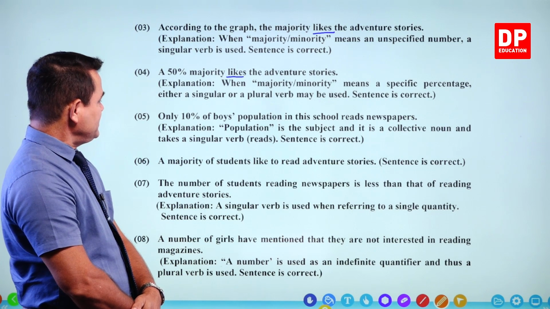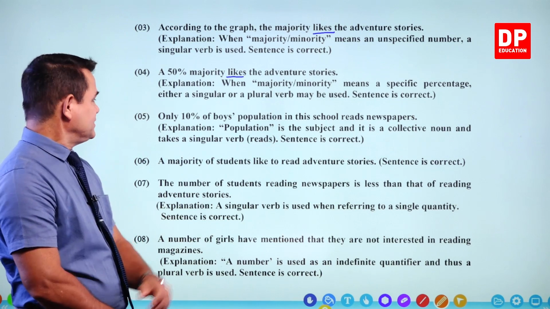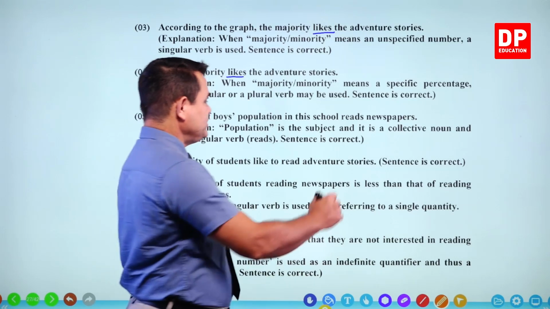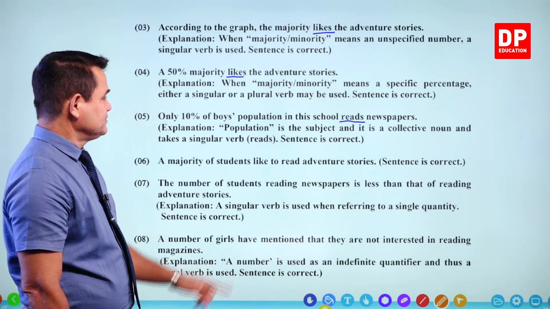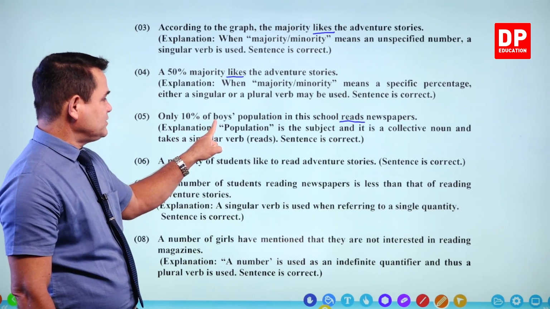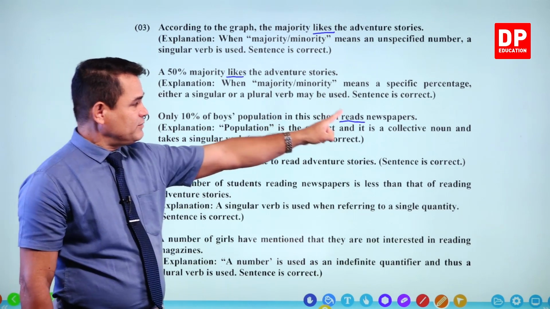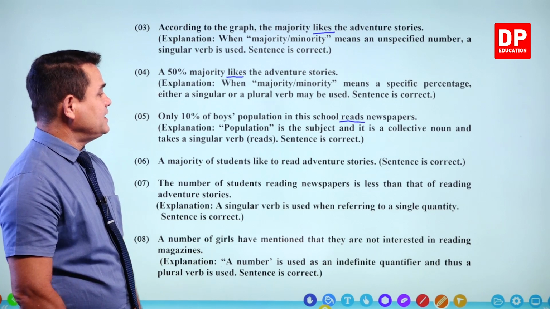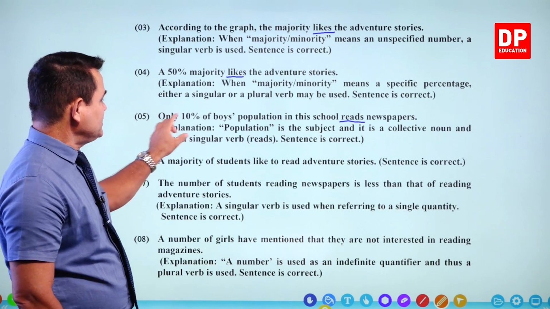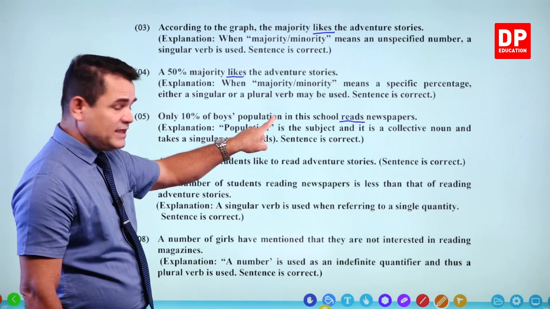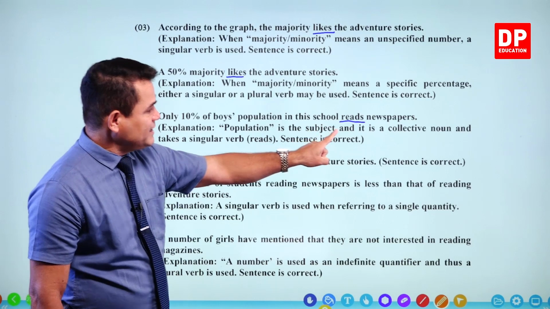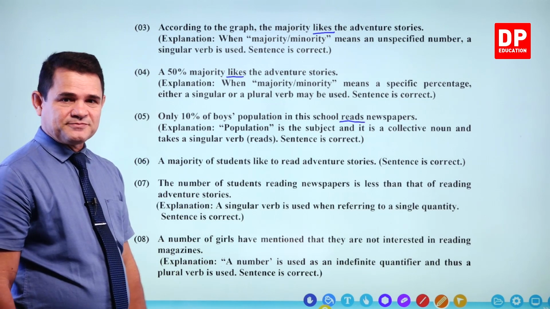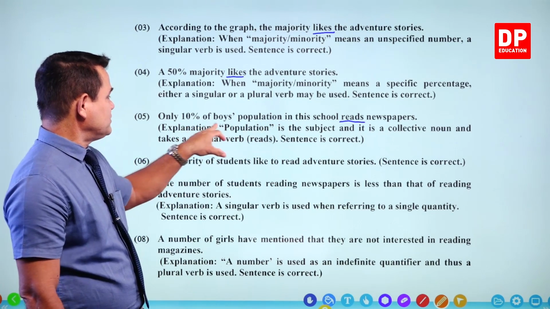Next one. Only 10% of boys population in this school reads newspapers. Reads, verb singular form, right? 10% of boys, මෙතන boys කියලා plural කියලා මෙතන verb එක plural වලින් තියන්නේ නැහැ. බලන්න. Let's see the explanation. Population is the subject and it is a collective noun. Here the subject is actually the 10% of boys population. It is the subject and it is a collective noun, and takes a singular verb, reads. Sentence is correct. So this sentence is okay. Population, 10% of boys population.